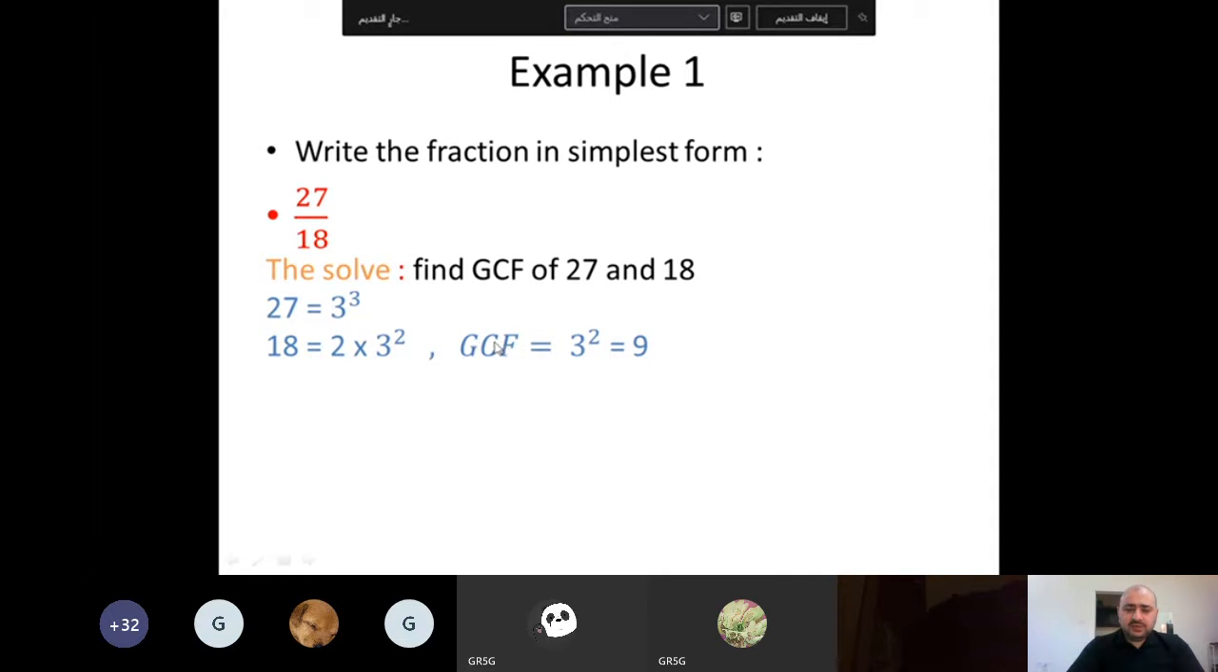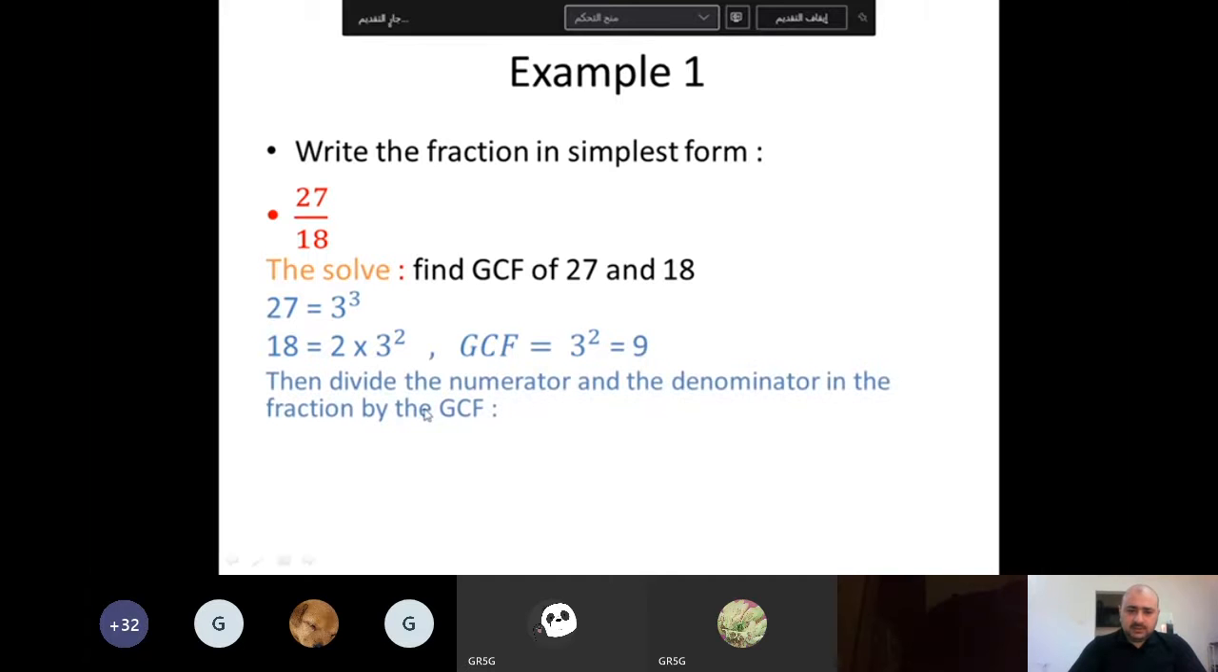As you know, for the GCF, take the common factor with the low exponent. So the common factor here will be 3. Take it with the low exponent. So the low exponent here will be 3 exponent 2. 3 exponent 2 equals 9. Then divide the numerator and denominator in the fraction by the GCF.